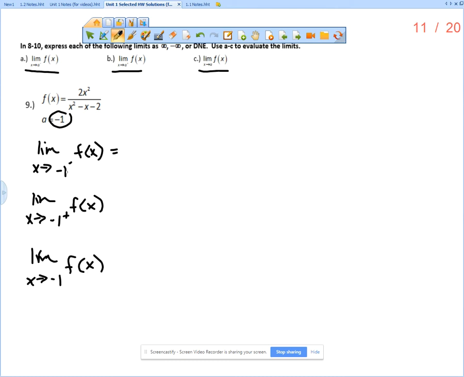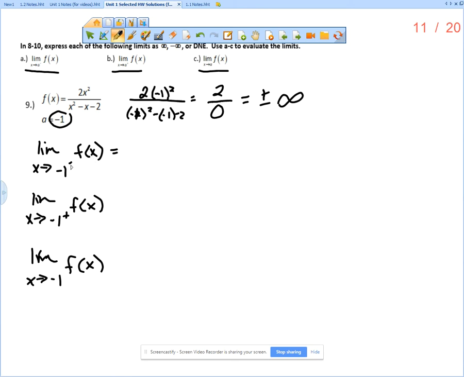The first one, limit as x approaches negative 1 from the left. The first thing we would want to do is evaluate the function at negative 1. So we get 2 times negative 1 squared divided by negative 1 squared minus negative 1 minus 2. 2 times negative 1 squared is positive 2. The denominator, negative 1 squared is positive 1, plus 1 minus 2 is, of course, 0. So we get non-zero over 0, which tells us that our limits are going to be either positive or negative infinity. Now we need to examine in a one-sided setting to determine which is which.